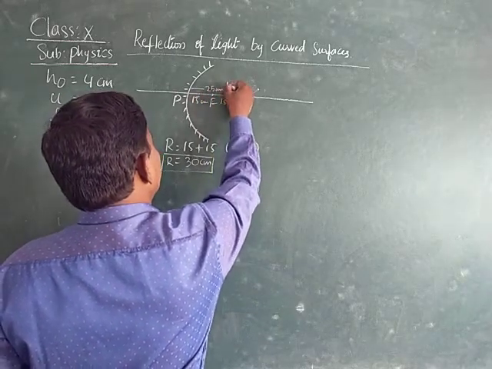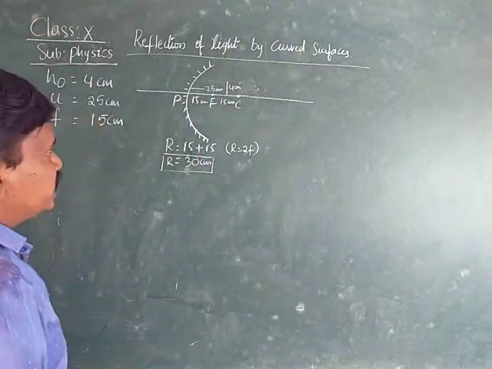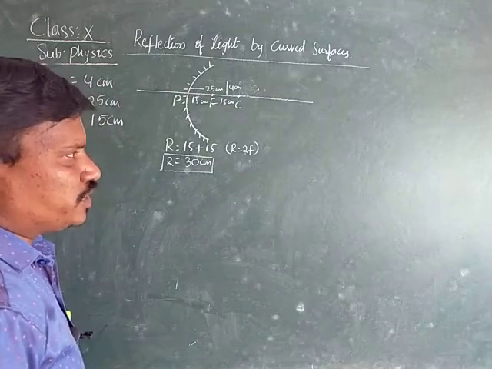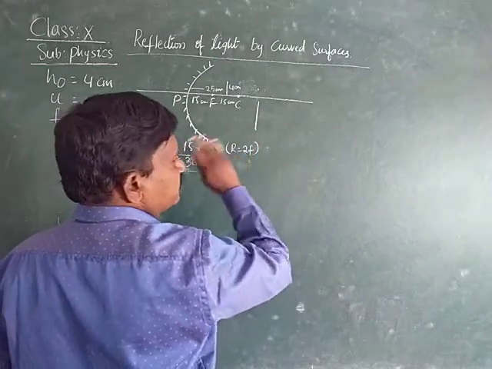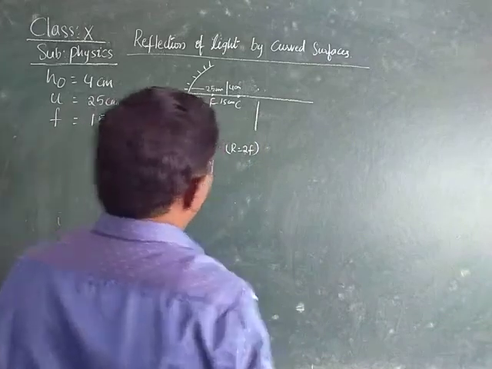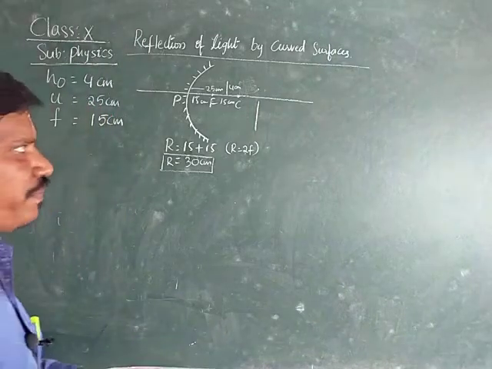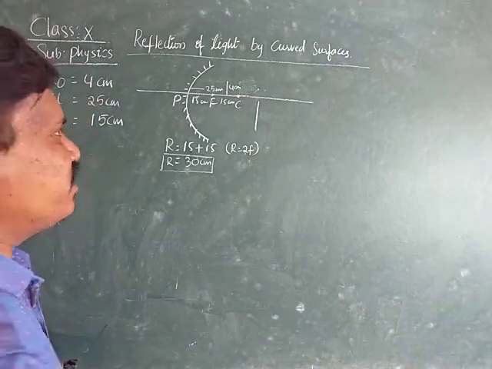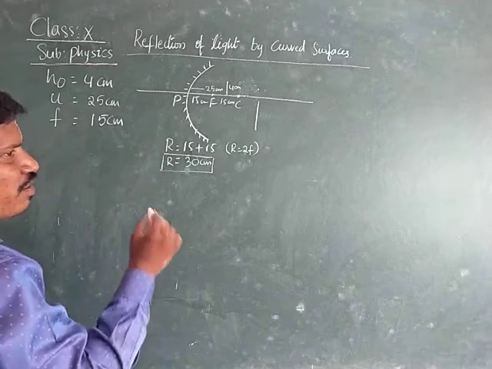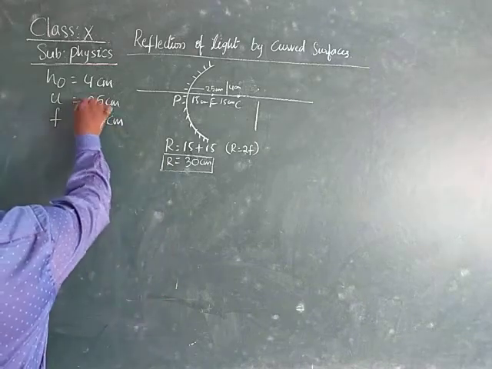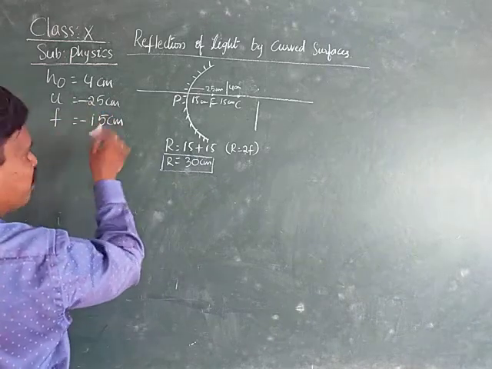What is the height of the object? 4 centimeter. Now he is asking where the screen should be placed. Screen means we have to place the screen such that a sharp image is formed. Where should we place it? For this, we should use the mirror formula, and in the same way, we should use the sign conventions. Which mirror is it? Concave mirror. For a concave mirror, u is negative, f is also negative, v is also negative.